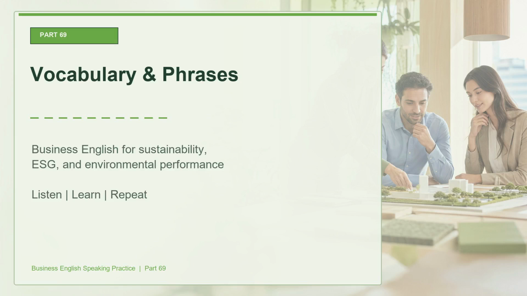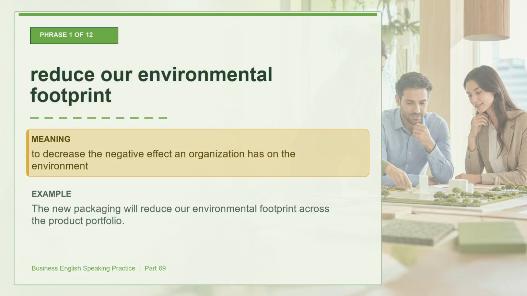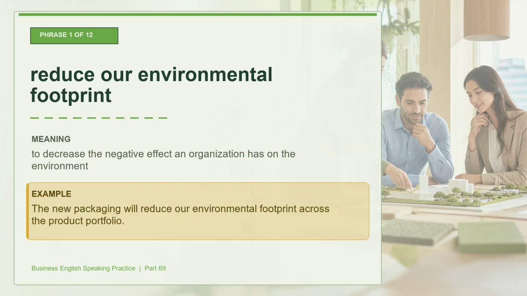In this lesson, you'll learn useful business English for sustainability, ESG priorities, and environmental performance. Let's begin. Phrase 1. Reduce our environmental footprint. Meaning, to decrease the negative effect an organization has on the environment. Example: the new packaging will reduce our environmental footprint across the product portfolio.